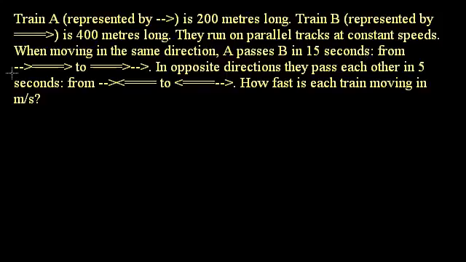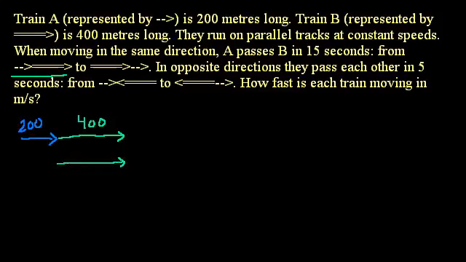So these are the configurations. From A is right behind B to A is right in front of B. So let me draw that. So train A, I'll do in this blue color. So train A is like that, and it's 200 meters long. And then train B, I'll do in this green color. Train B is double the length, so it's 400 meters. And so this is the starting configuration that they outlined right here. And it says it takes 15 seconds to go to this configuration. So the ending configuration looks like this. The ending configuration, train B here. And then train A has passed train B.